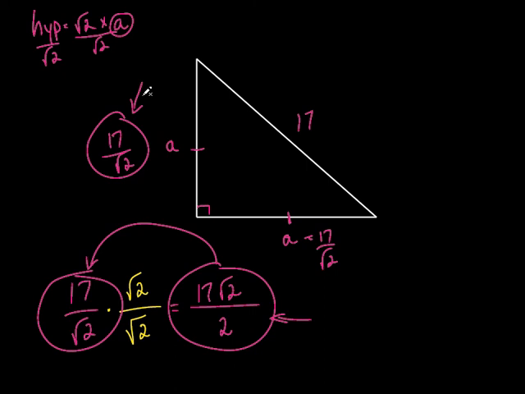I pretty much gave you every situation with a 45, 45, 90 triangle. Tomorrow we're going to learn another triangle. It's called a 30, 60, 90 triangle. And there's two things that are different, not just one. Or two formulas, I guess, if you want to call it that, not just one like we had today. But I think that's good enough.